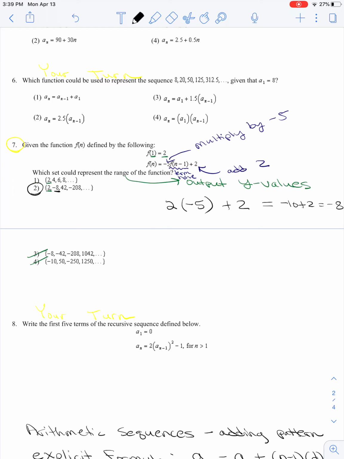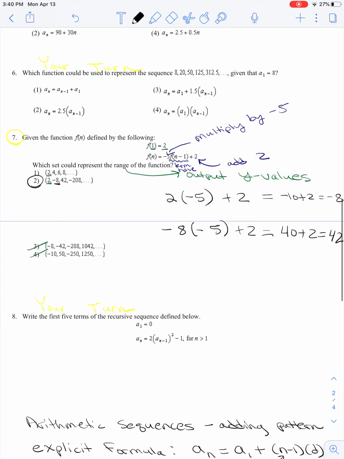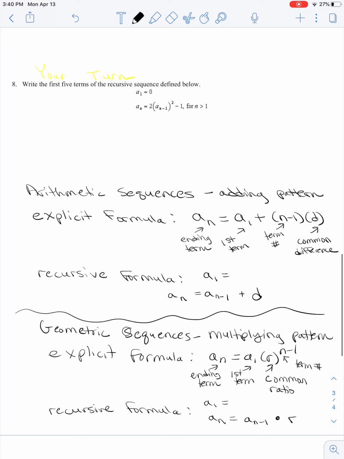But I could keep going, right? I could say, okay, I have -8 now. That's my second term. Now I'm going to follow the pattern, which says take the term that you have, which is -8, multiply it by -5, and add 2. So if I did that, I would get 40 plus 2, which would give me 42 as my next output value. And I could continue from there.